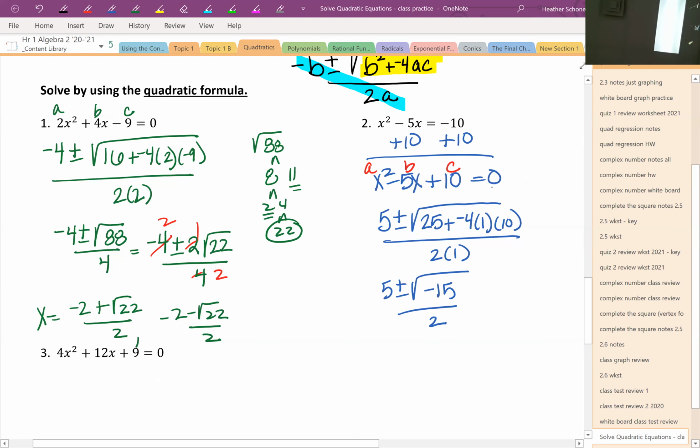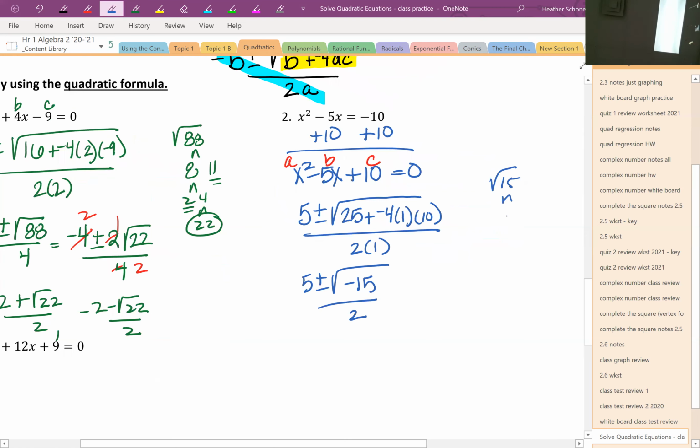And we can check, will 15 simplify? Well, if I make a factor tree, I get 3 and 5, but there's no pairs. So no, it's not going to simplify. So when I rewrite it, I get 5 plus or minus the square root of 15 doesn't simplify, so it's plus or minus the square root of 15, but I'm going to replace this negative with an i, and then it's going to be over 2.